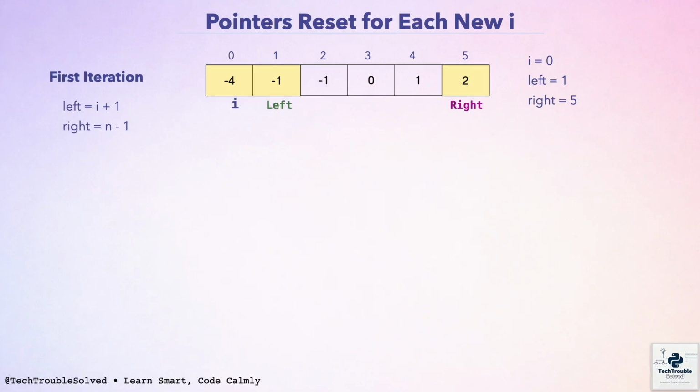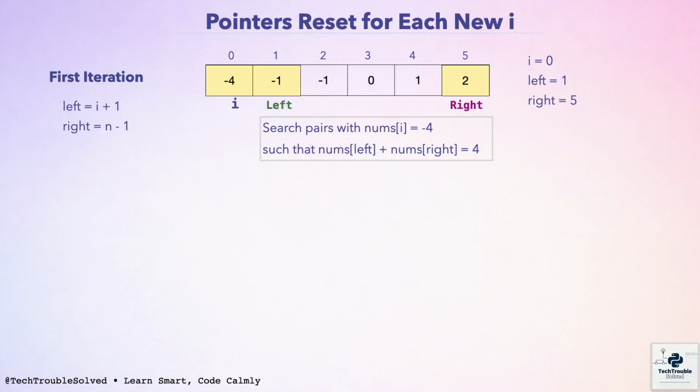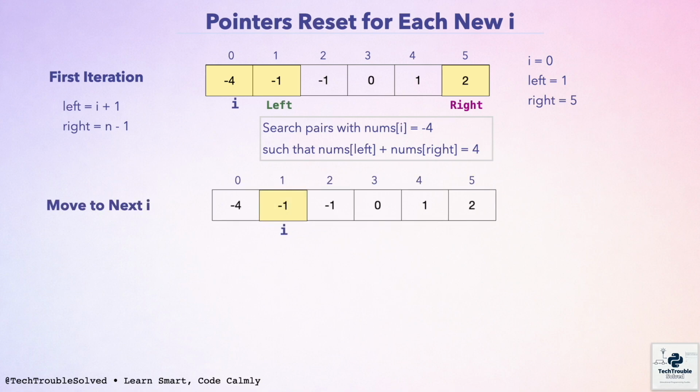Now we search for two numbers between these pointers such that nums[left] plus nums[right] equals 4, because -4 plus the pair equals 0. After we finish checking all pairs for i equals 0, we move to the next index. Now i equals 1 and nums[i] equals -1.